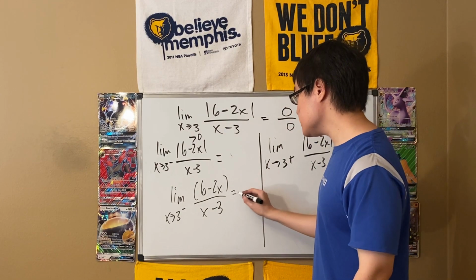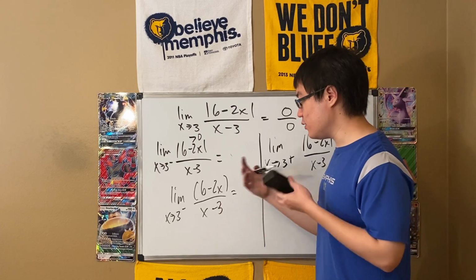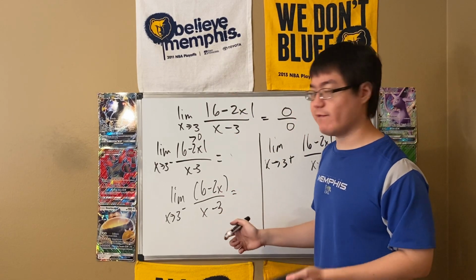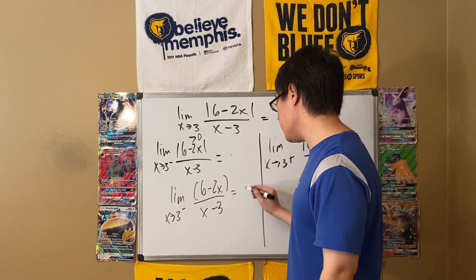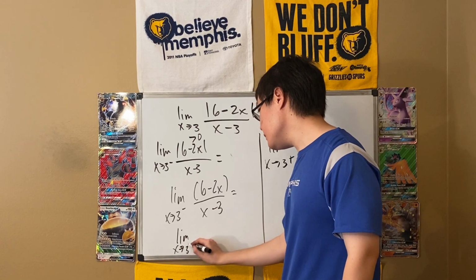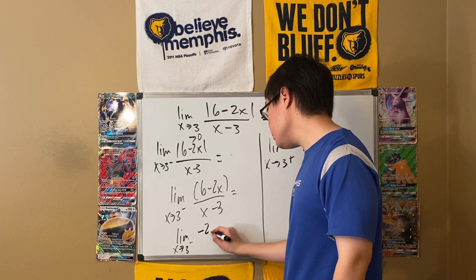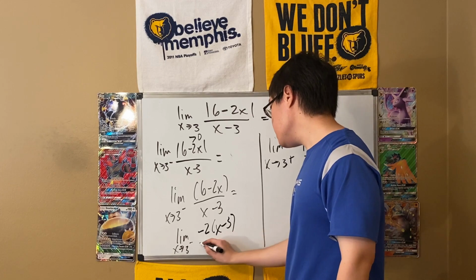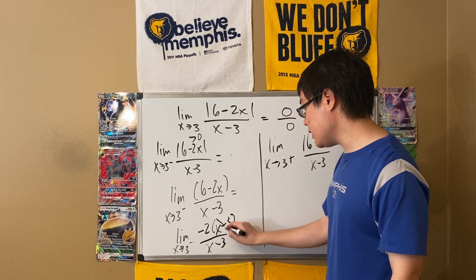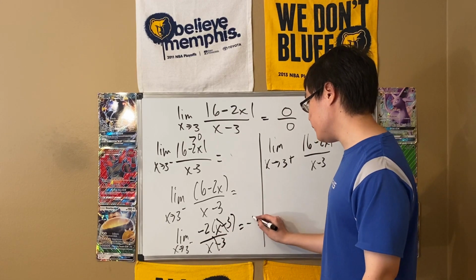So let's try to simplify this. Again, you need to do something, but the do-something did work. We got something simpler. So it looks like we can take out a negative 2 from the numerator. So it's going to be the limit as x goes to 3 minus of negative 2 times (x minus 3) over x minus 3. Just took out a negative 2. And why is this great? Because the x minus 3's cancel and you're left with a negative 2.